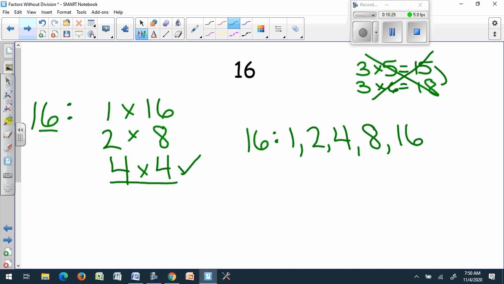And this is where my rainbow doesn't work, and I bet you can see why. I match 1 and 16, and 2 and 8. 4 is by itself because the other partner is 4, but we're not going to write it twice. So there are some special numbers where there is a middle number that is all by itself, and that's okay.